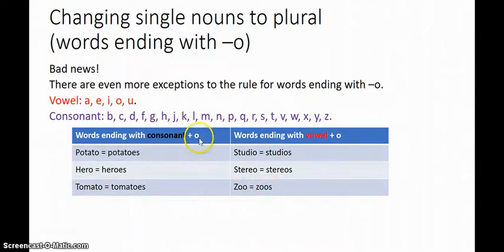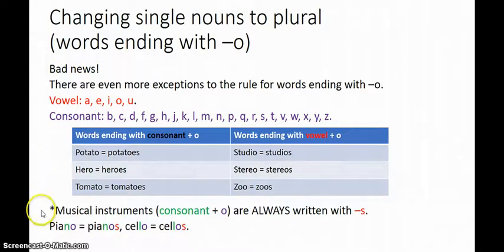So when we come to the spelling of the words with O, if it's a consonant plus O, it gets ES. If it's a vowel plus O, it gets S. And that's the rule for O. However, again, bad news, there is one more exception.